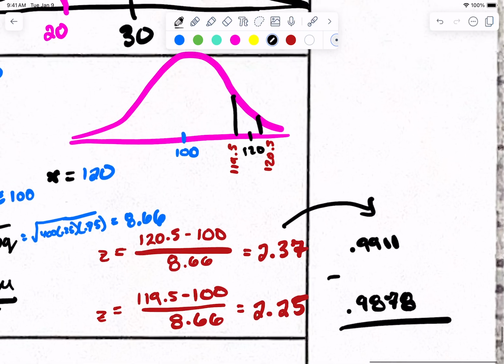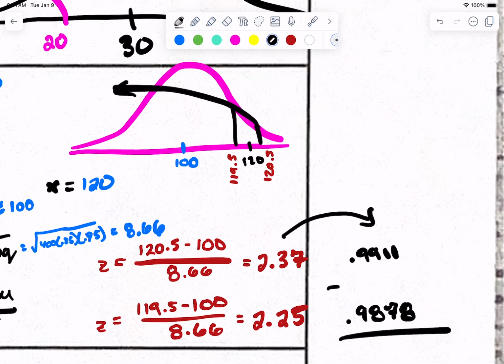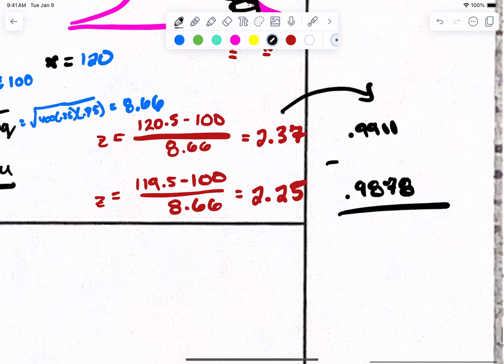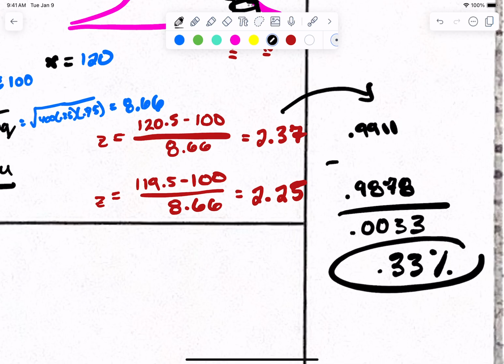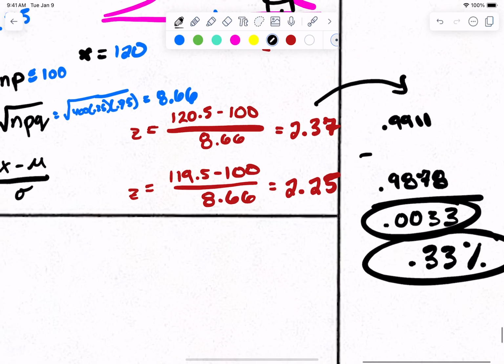Now subtract, right? One is saying from here on back, the other one's saying from here on back. If I subtract those two, that'll give me like the length of that little sliver, right? If I subtract those, you get like 0.0033. Which is 0.33%. Or you can just leave it as 0.0033. I don't care. What did that just tell us?